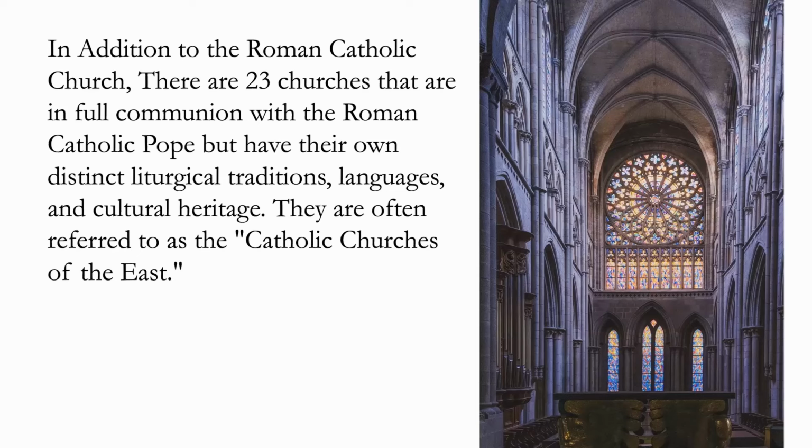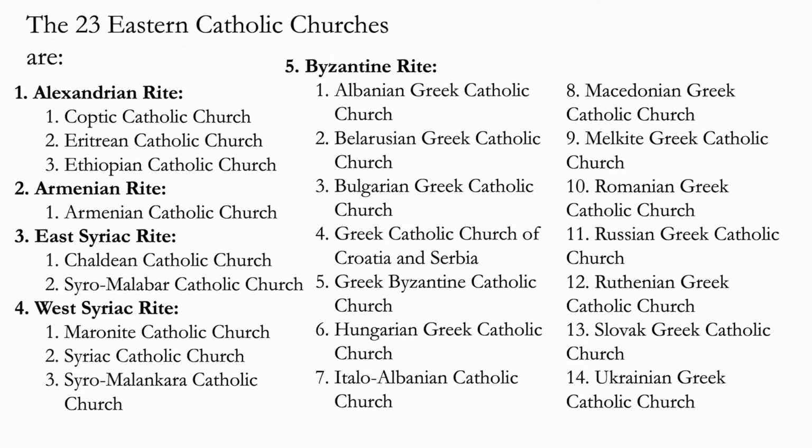And the answer to that is there are 23 of these, not just one. And here's the list of them. So these are all the different Catholic churches. And some of these churches, like the Coptic Catholic Church, have their own pope and are not directly associated with the Catholic Church in Rome.